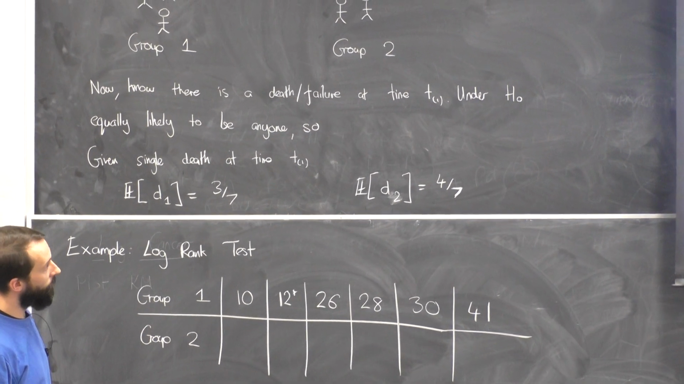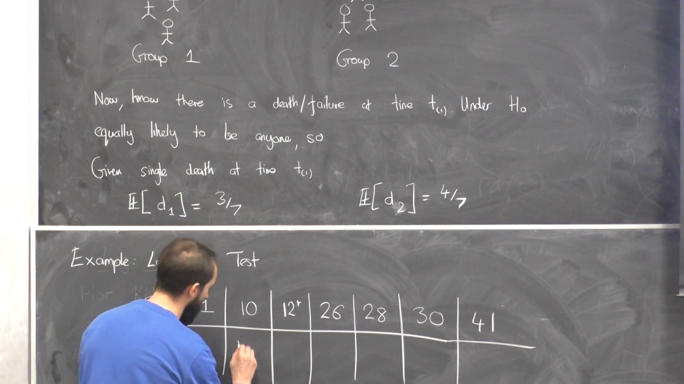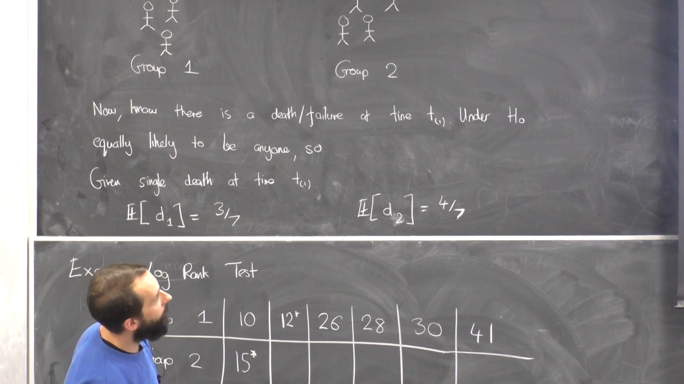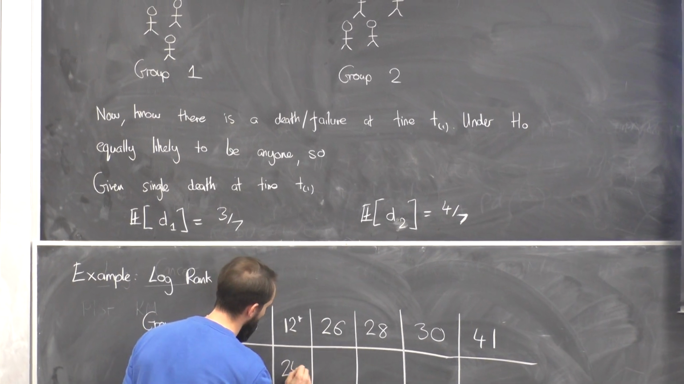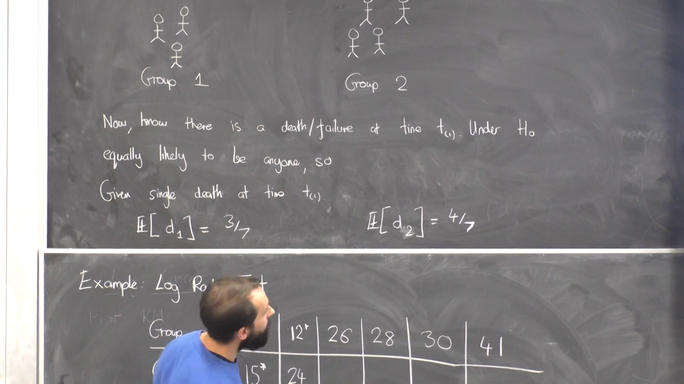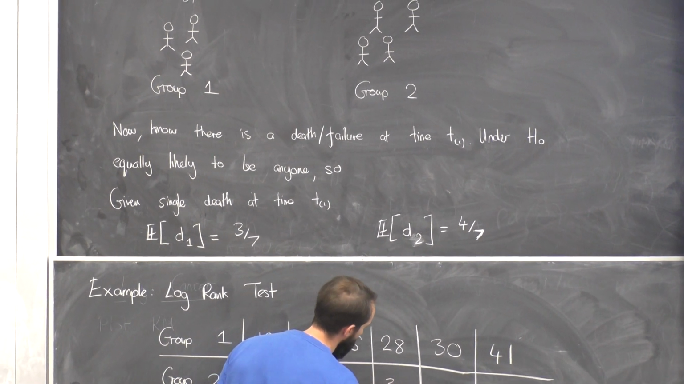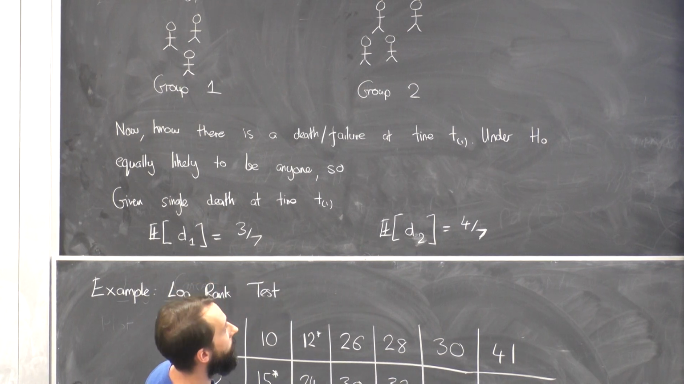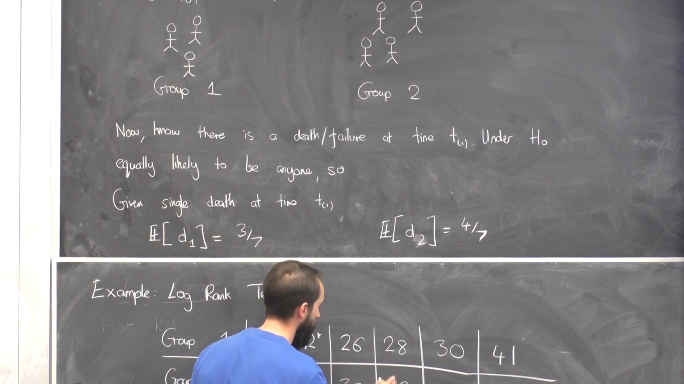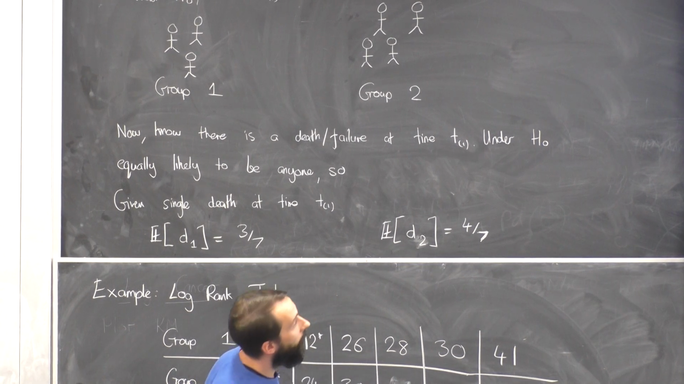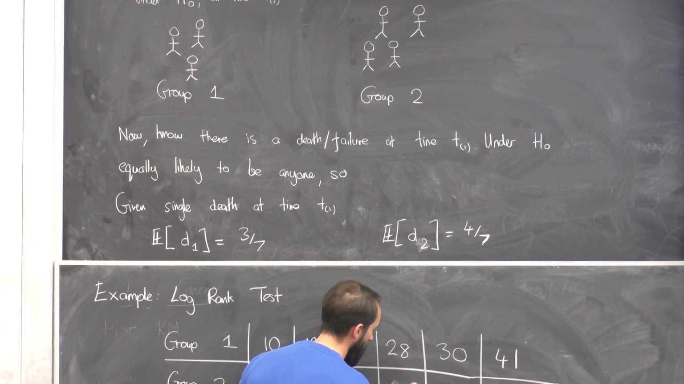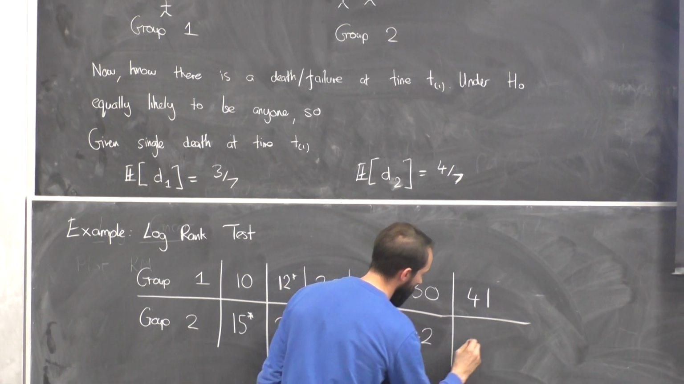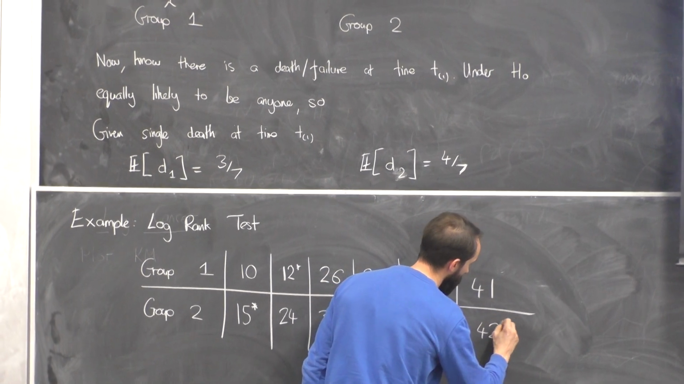Group 2, my radiation and chemotherapy. First time anything happened was at 15 weeks. Then I have 24 weeks, and I have 30, and then 32. What have I written down? 42, sorry. So 40, and they were censored. And then there's a 42 and they failed, and a 42 that was censored.